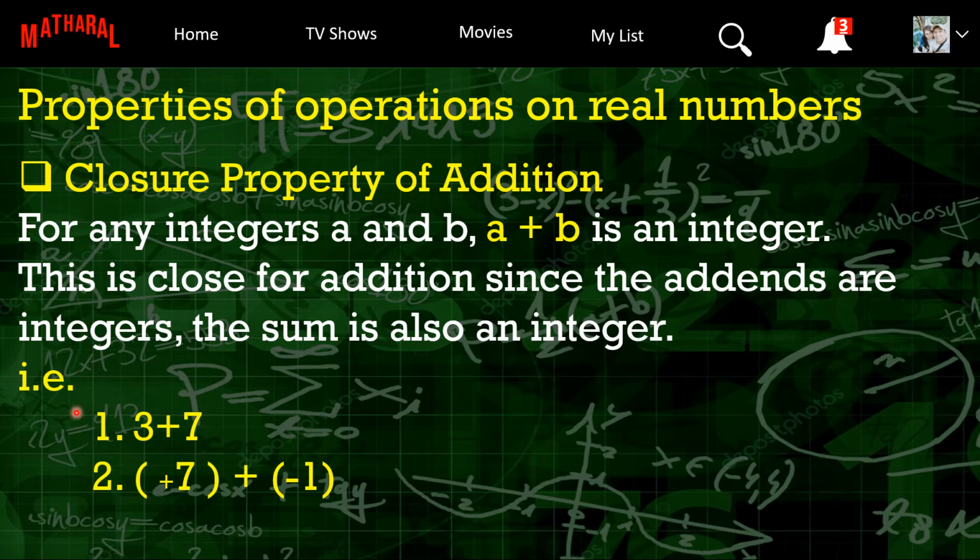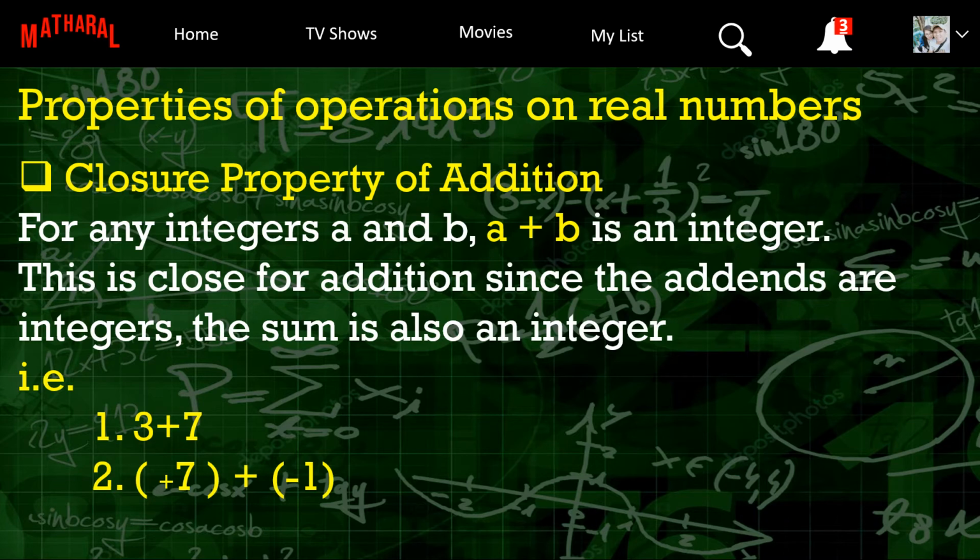For example, example number 1 is 3 plus 7. They are paired number under addition. Example number 2, positive 7 plus negative 1 is a paired number under closure property of addition. Take note, paired number under addition. So that is closure property of additions.